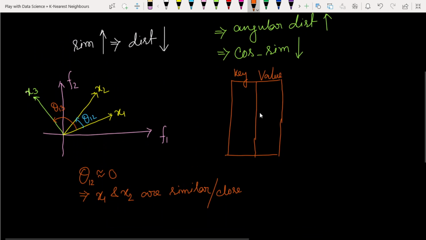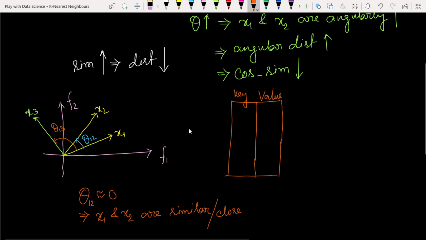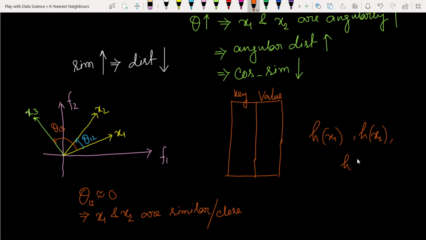So now the main question is, for such cosine similarity, how do we calculate the hash value? How to calculate the hash value of x1, the hash value of x2, and the hash value of x3. This is the main question. How do we calculate the hash value that will be stored in such a bucket? We have already seen this thing; this cell is called the bucket.